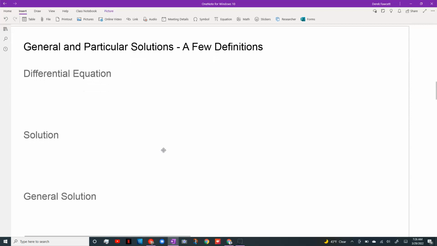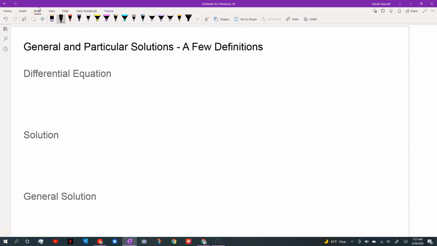All right, so first of all, a couple definitions. We have general solutions and particular solutions of these things called differential equations. If you have been watching my videos, we've talked about differential equations and even solutions of differential equations, but this is just to serve as a quick review of those things.